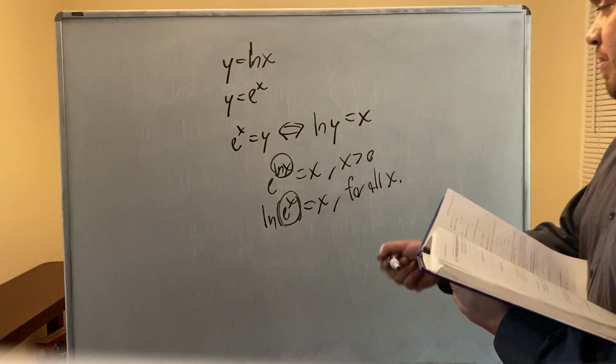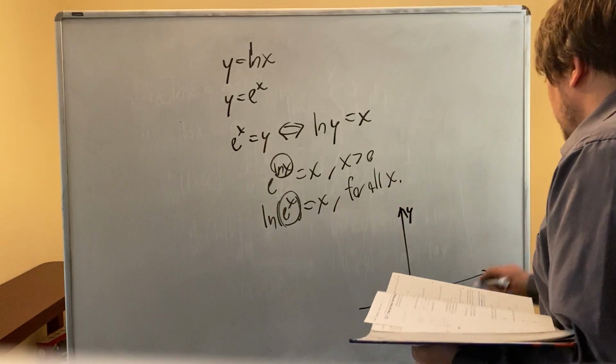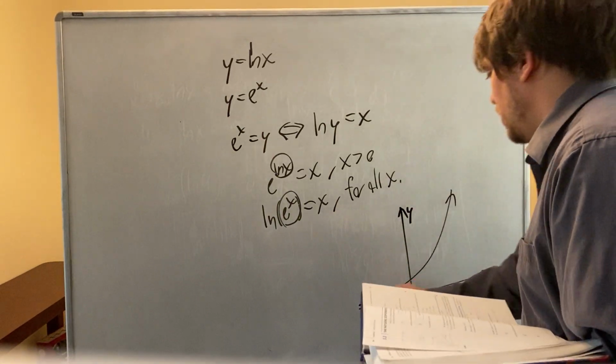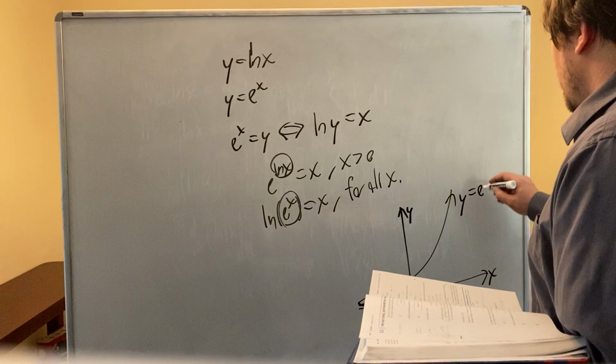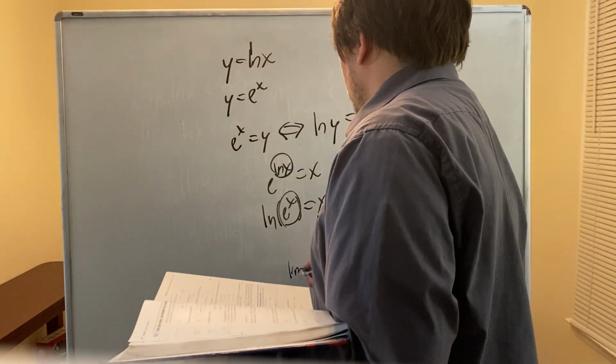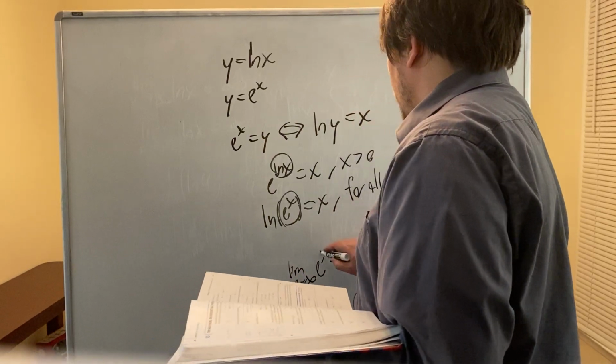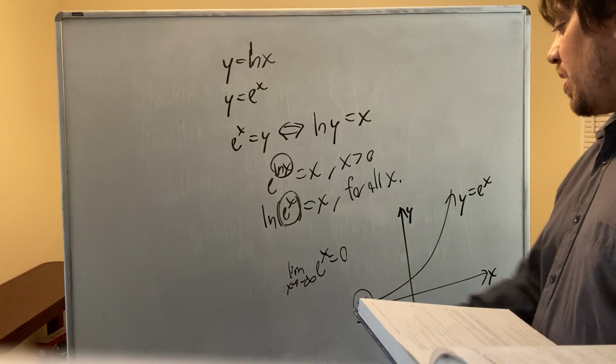Okay? If you graph the exponential function, y equals e to the x, you get this. So that's the graph of y equals e to the x. And as you can see, this limit shows you that the limit as x approaches negative infinity of e to the x is 0, because y equals 0 is a horizontal asymptote.